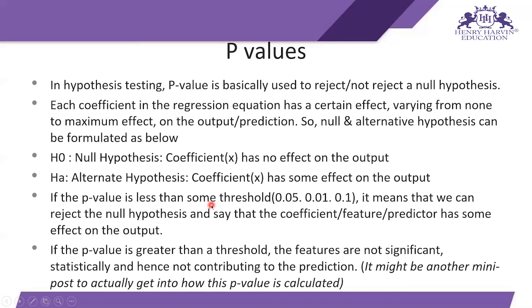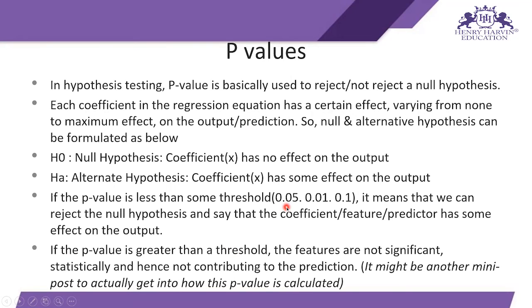If the p-value is less than some threshold value, it means that we can reject the null hypothesis and say that the coefficient, the feature or predictor, has some effect on the output. If the p-value is greater than a threshold, the features are not statistically significant and hence not contributing to the prediction. It might take another mini post to actually get into how this p-value is calculated.